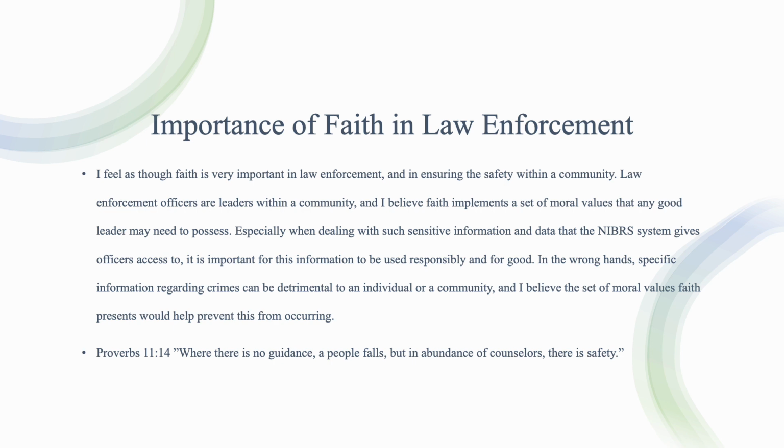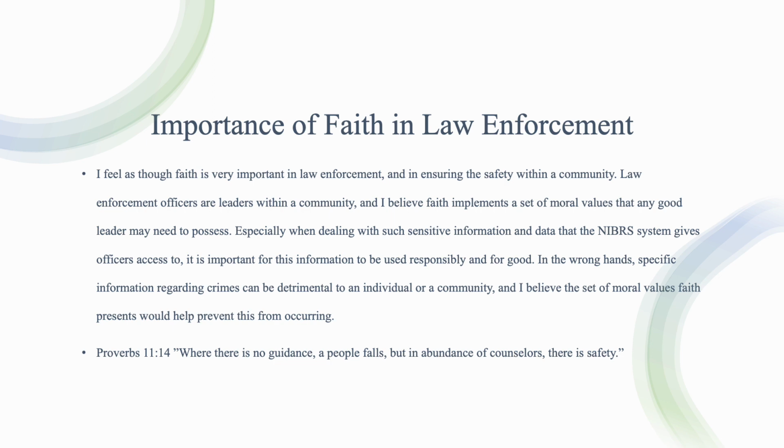Especially when dealing with sensitive information, such as the data that the NIBRS system does give officers access to, I believe it is very important for this information to be used responsibly and for the good of the community. I feel as though in the wrong hands, this specific information regarding crimes can be detrimental to an individual or to an entire community, and I feel as though a set of moral values that faith presents would help prevent this from occurring.